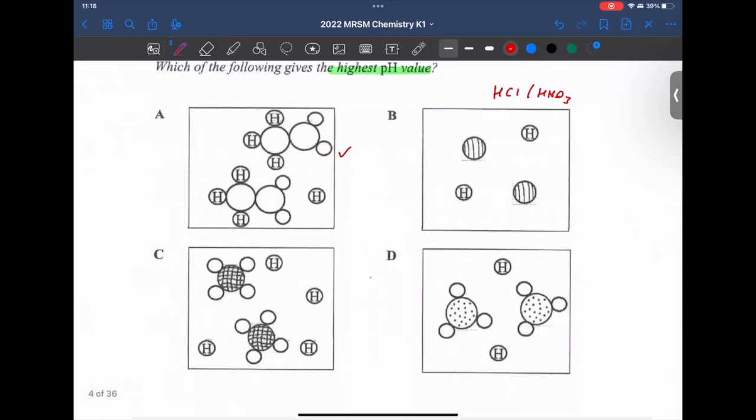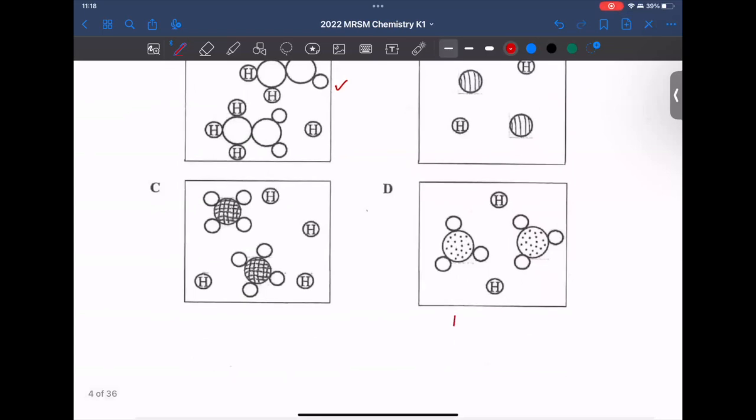Okay. I think it's HCl, because it's a 1-to-1 ratio. So HCl can dissociate to form H+ and Cl-. This is most likely HNO3. Okay, so it can dissociate also to form H+ and NO3-. So I will assume that this is actually NO3-, right?